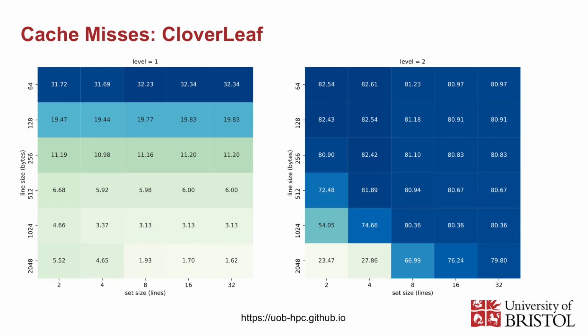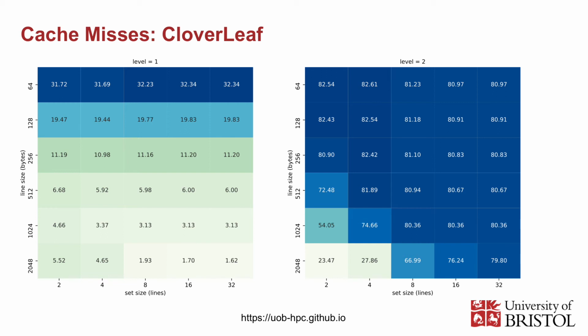These heat maps show cache miss rates in percentages for CloverLeaf. Lower numbers are generally better and lighter colors correspond to those. The experiments were done on two levels of private cache. Level 1 is shown on the left and level 2 is shown on the right. The x-axis gives the associativity or set size in number of lines, and the y-axis gives the line size in bytes. CloverLeaf is memory bandwidth bound and roughly follows the profile of stream.